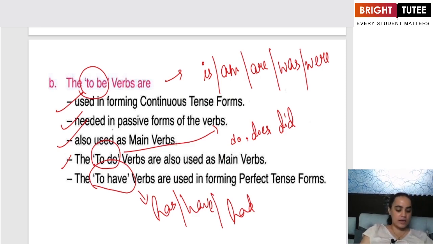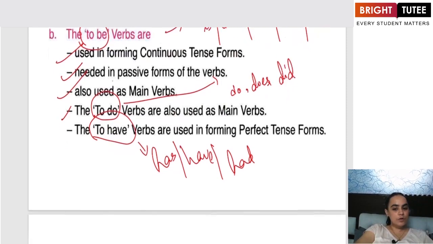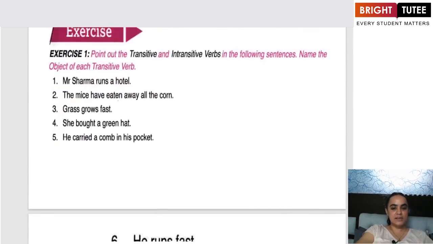We also can have two objects in the sentence. How do we identify what is the direct object? Frame the sentence with both the objects. Whatever sentence is making sense, that object is your direct object. Alright? So now let us move on to the discussion of the back exercises.